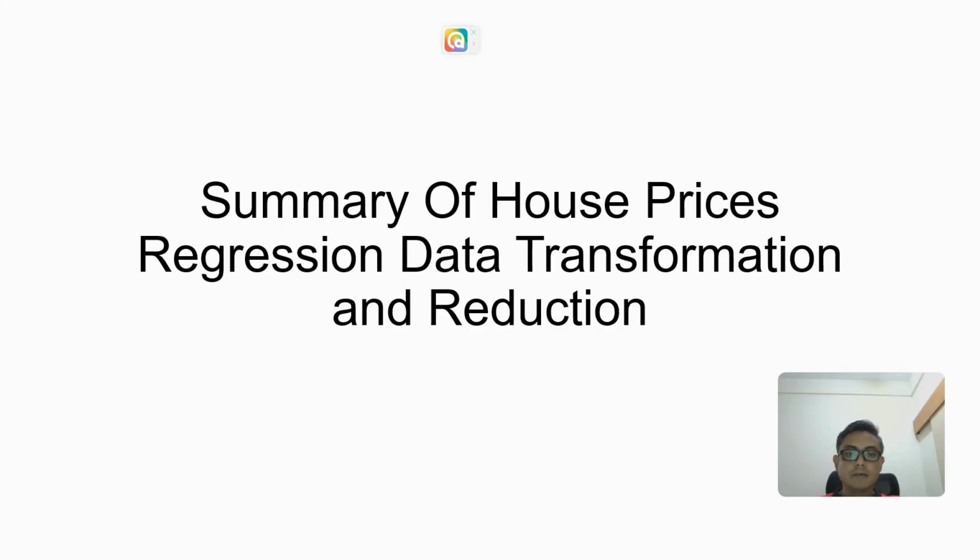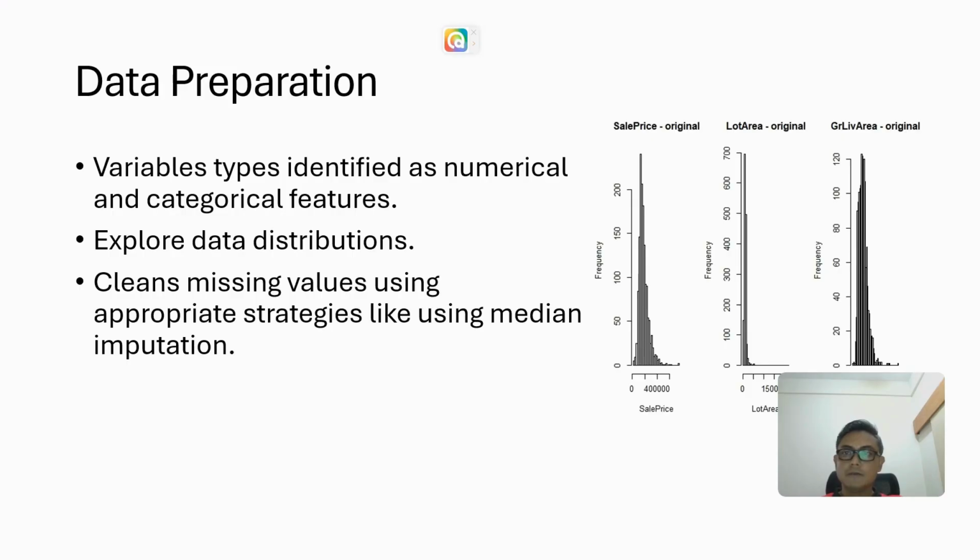Now the summary part. First, the data preparation. We have variable types identified as numerical and categorical features. Then we explore some data distributions, and we also clean missing values using appropriate strategies like median imputation.